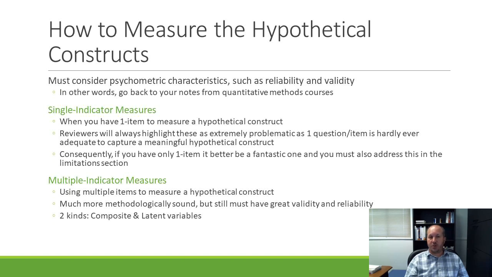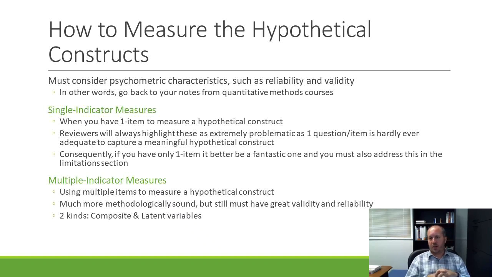Again, make sure if you're going to use it, it's a good one, and make sure that you address that in your limitation section. What's much better is to use multiple indicator measures. In this, we have largely two kinds of multiple indicator measures. We have composite variables, where you take a set of items and then you either sum or mean them together, or you have a latent construct.